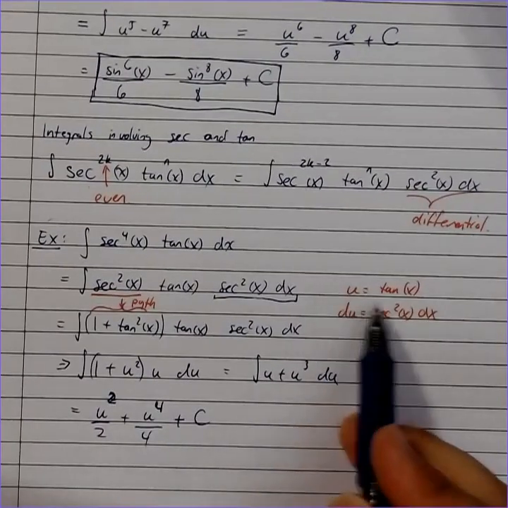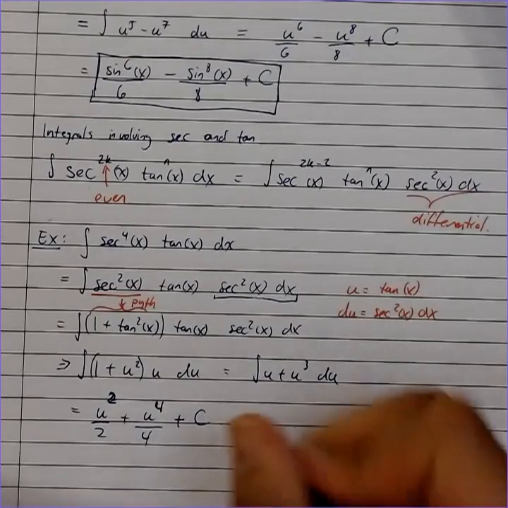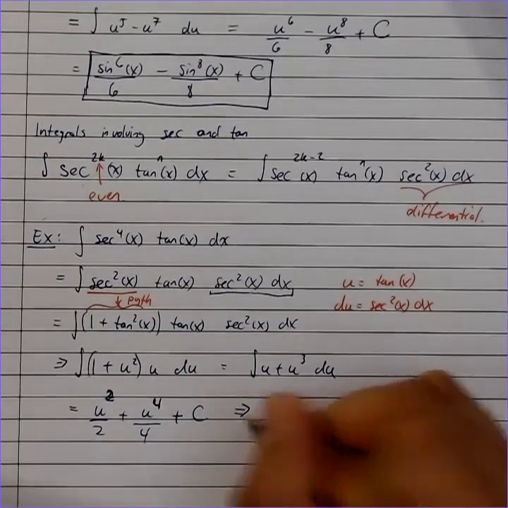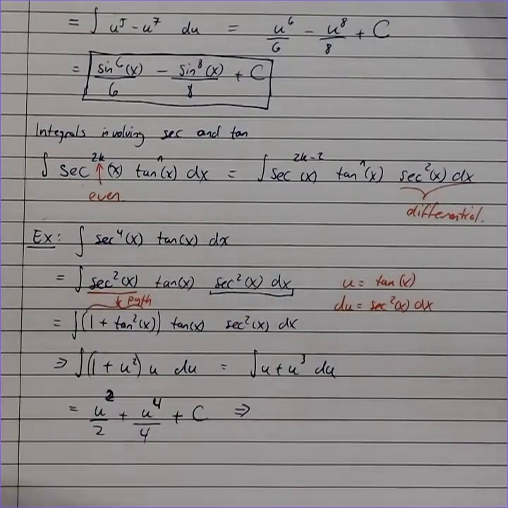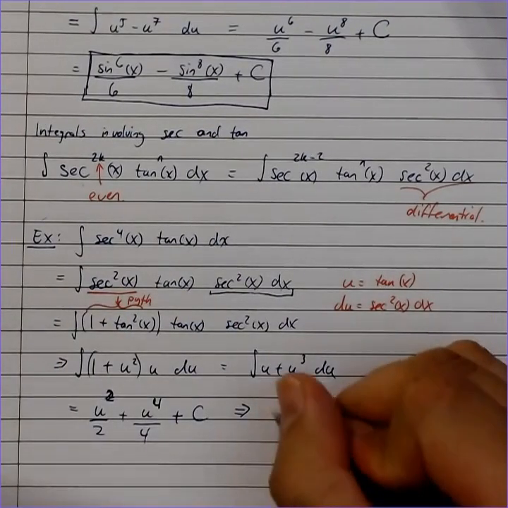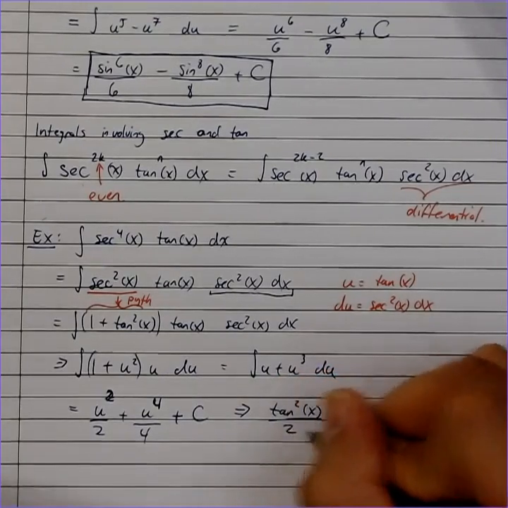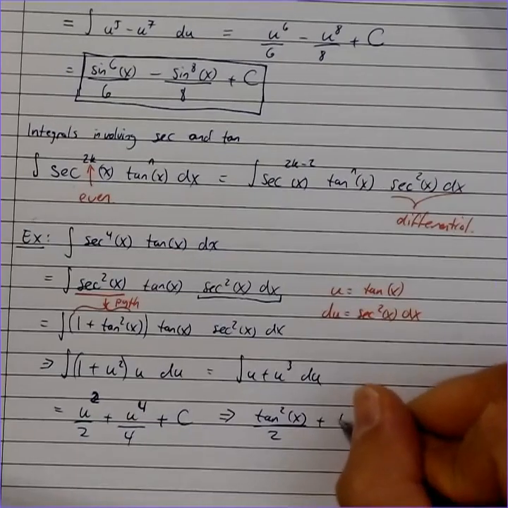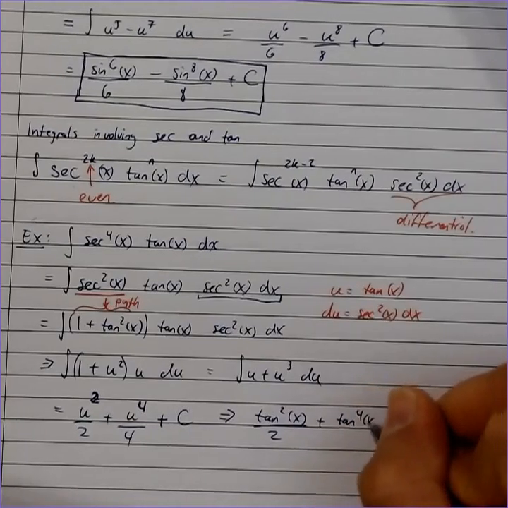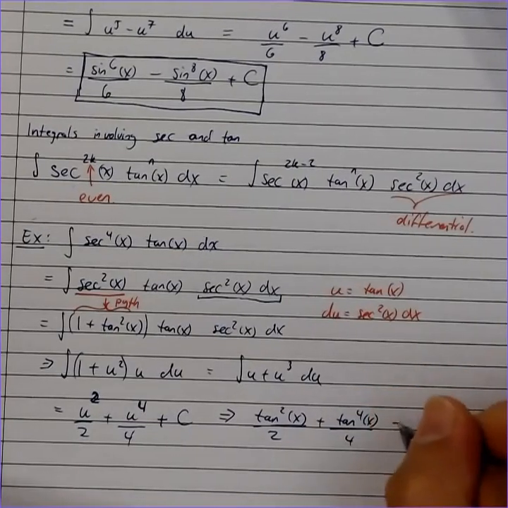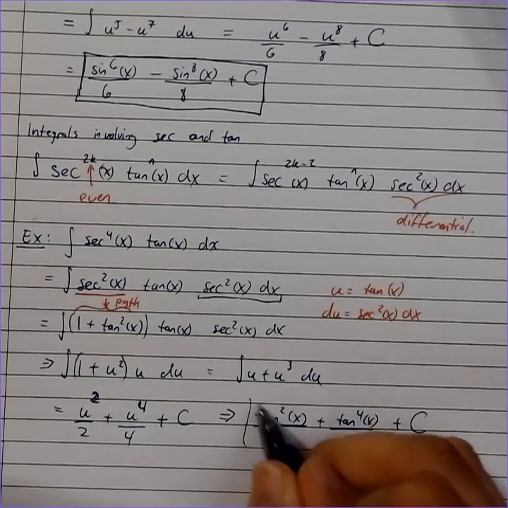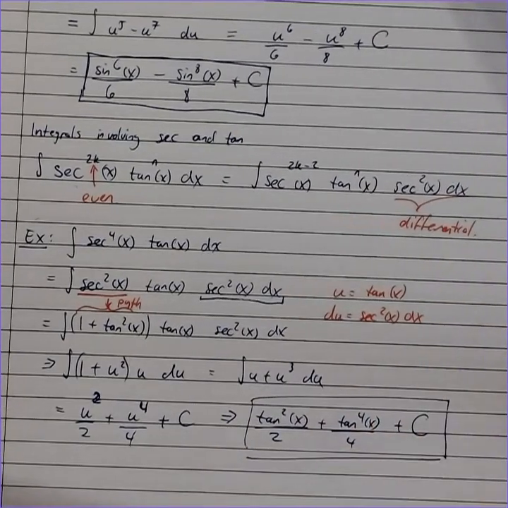So now, u is equal to the tangent of x, so we can substitute that back in, and our result in terms of the trigonometric functions that we started with, tangent squared of x over 2, plus tangent to the fourth of x over 4, plus some constant of integration. And that's our result.